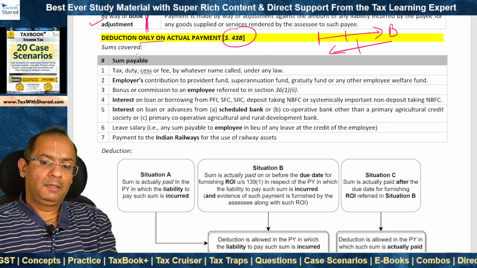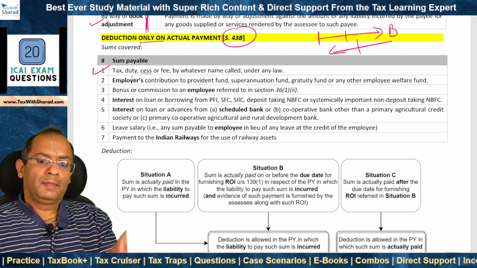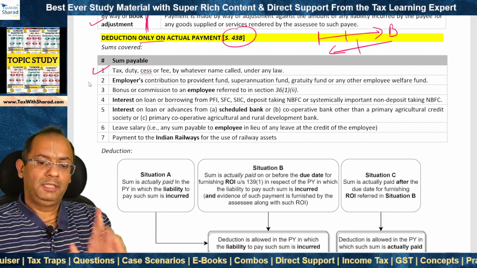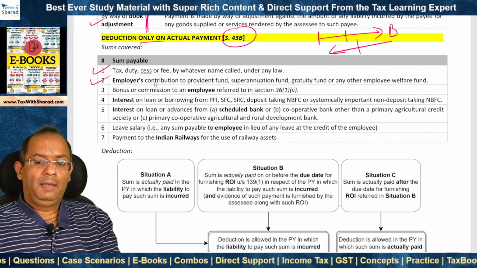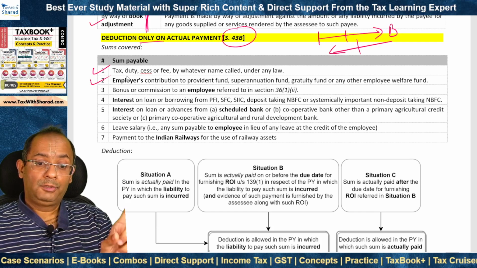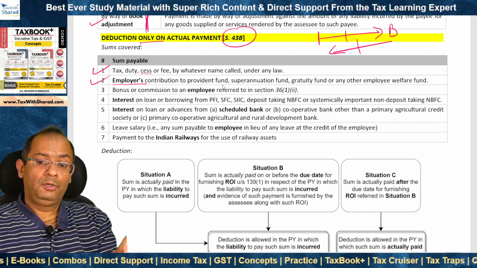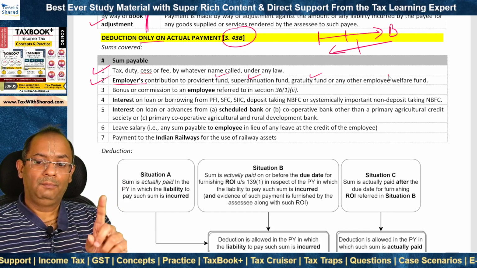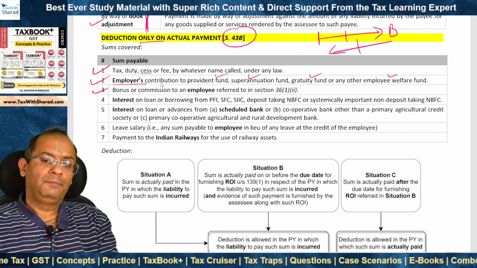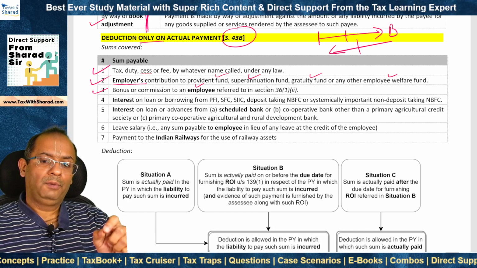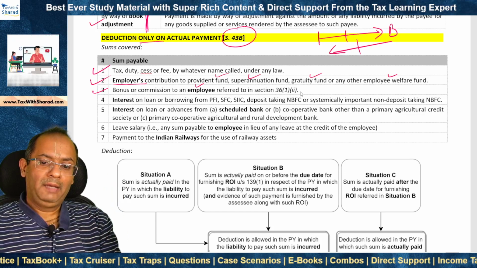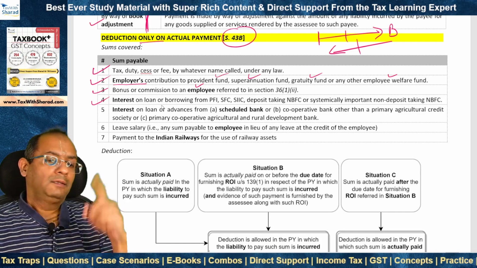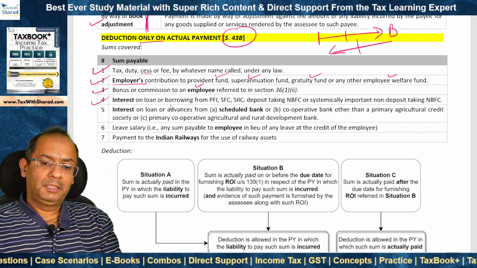There are 7 sums which are covered by this provision. 1. Tax, duty, cess or fees by whatever name called under any law, for example GST. 2. Employer's contribution, not employee's contribution, employer's contribution to Provident Fund, Superannuation Fund, Gratuity Fund or any other employee welfare fund. 3. Bonus or commission to an employee, which we have discussed some time back under section 36(1)(ii). 4. Interest, we discussed this some time back under section 36(1)(iii).